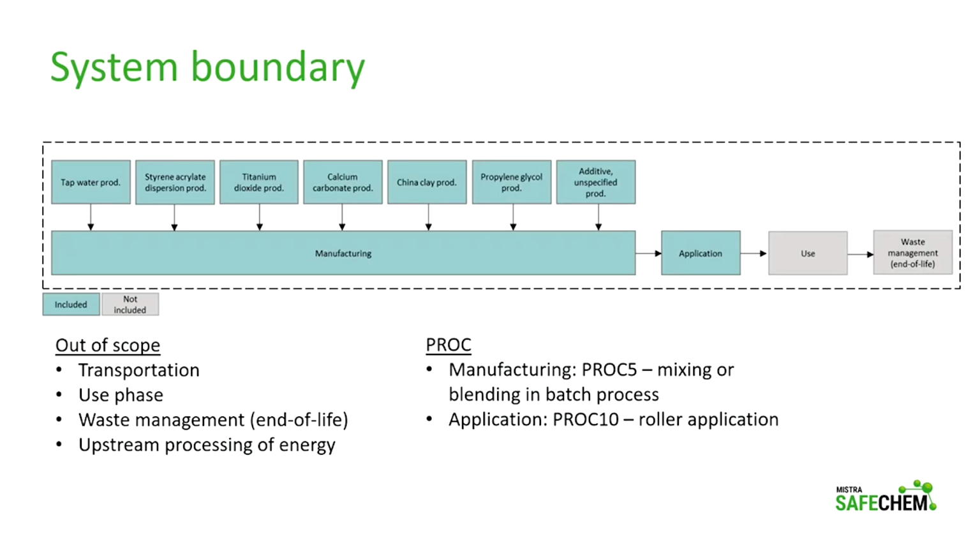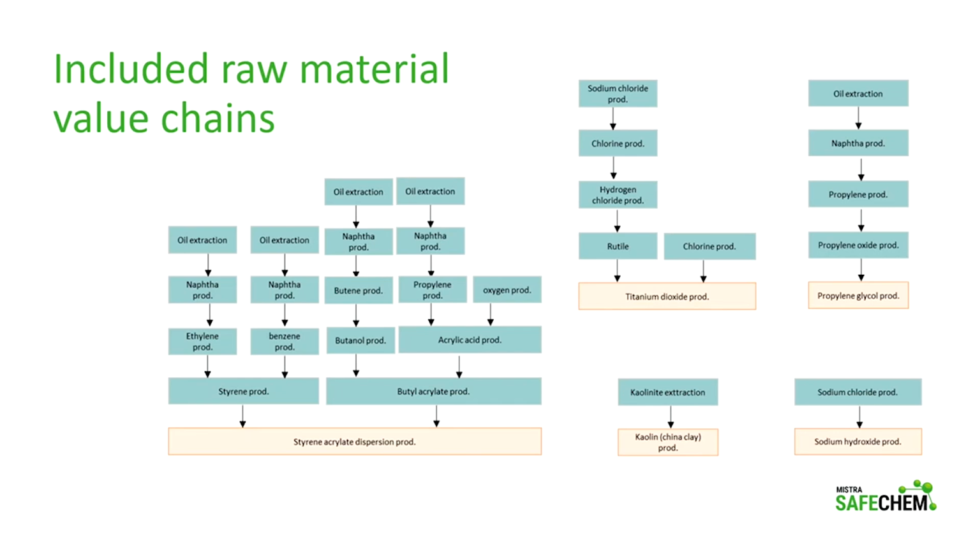I won't go into the details here, but basically this is the mass flow or mass balance of the system that we studied, and we confined our analysis to the production of the chemicals and mixture of them into the paint, and included also the application, but not the use phase and the waste management, because we had to stop there to get it done in time. And we also, of course, included the value chains from the raw materials.